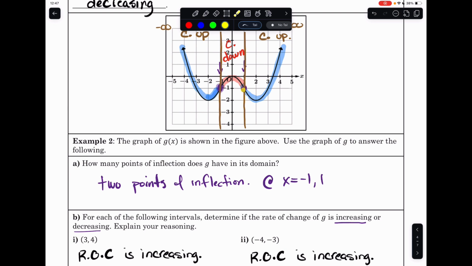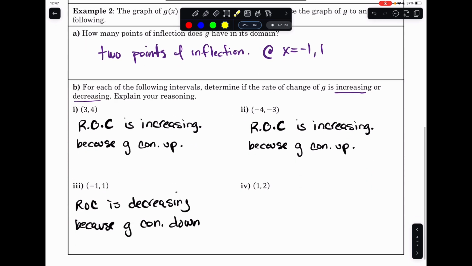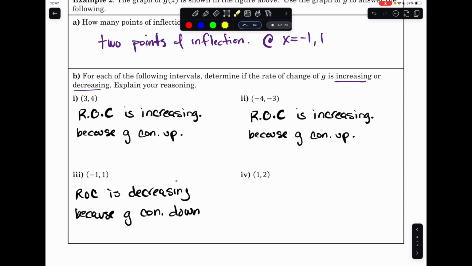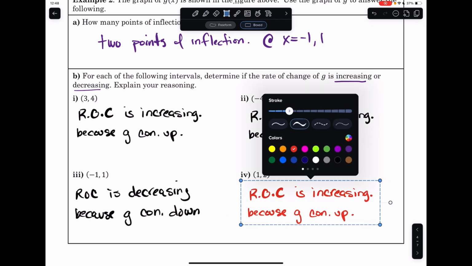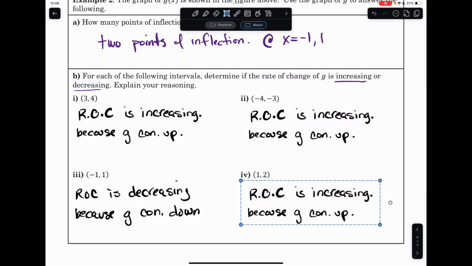Well, even though the graph is going down, the concavity, again, is upwards. This portion of the graph is concaving up. So that means that the rate of change is also increasing because the graph concaves upwards. So that would be your response for that part right there.